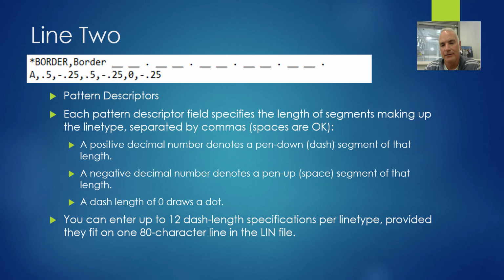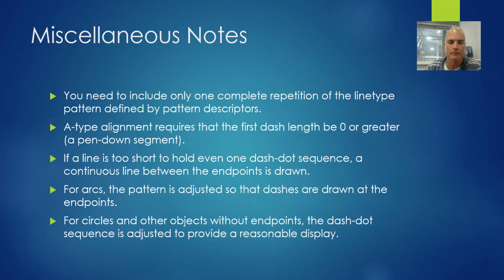You've got to make sure that you don't have extras. A couple other things are that you only have to define the line pattern once. So you're going to figure out where it starts and where it ends, and you just have to do one repetition. The command will automatically repeat that definition over and over again. So again, you only need one repetition of the line type.